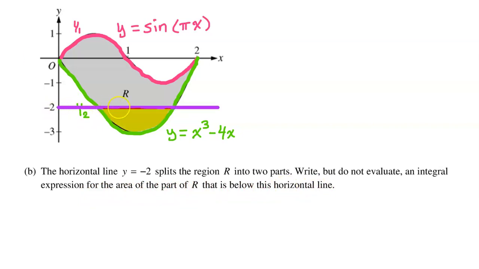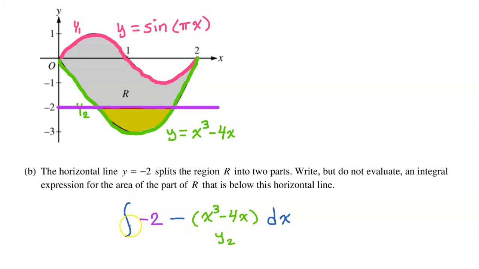So here's the horizontal line at y equals -2, and here's the part of region R that is below that line. Just like we did in part A, we can find the area between the purple function and the green function by integrating with respect to x. All we have to do is integrate the top function minus the bottom function. In this case, the top function is simply -2, and the bottom function is x to the third power minus 4x. Don't forget that we have typed this function into y2 on the calculator.